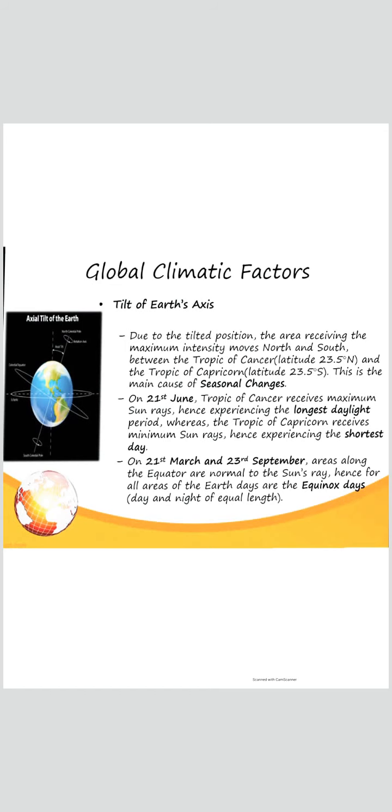On 21st June, the Tropic of Cancer receives maximum sun and hence experiences the longest daylight, whereas the Tropic of Capricorn receives the minimum sun rays and hence experiences the shortest day. On 21st March and 23rd September, areas along the equator are normal to the sun rays and hence have the equinox days.